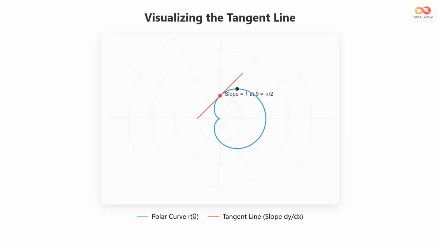Let's visualize what this means. Here we see a blue polar curve. At any specific angle theta, we can calculate the slope using our formula. The red line represents the tangent line at that point. If the slope is positive, the line goes up. If it is negative, it goes down, just like in standard Cartesian calculus.